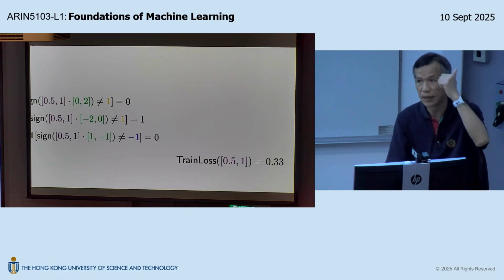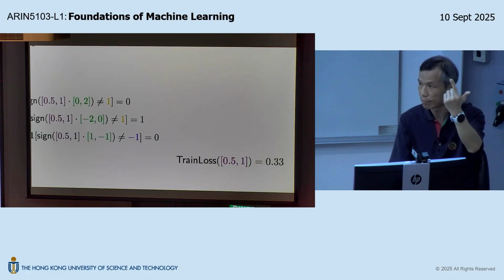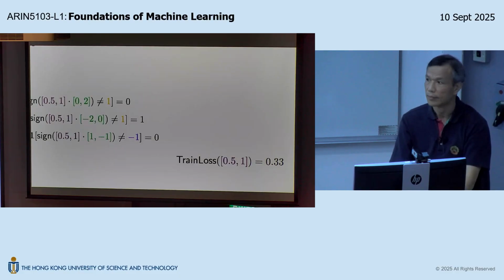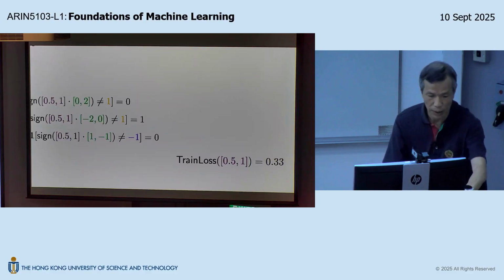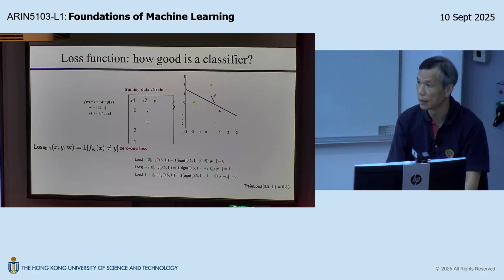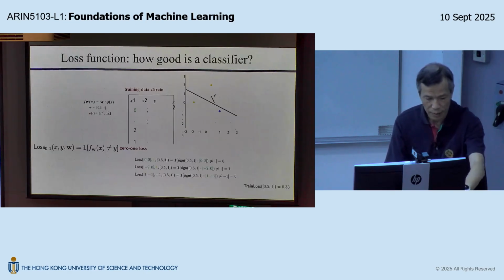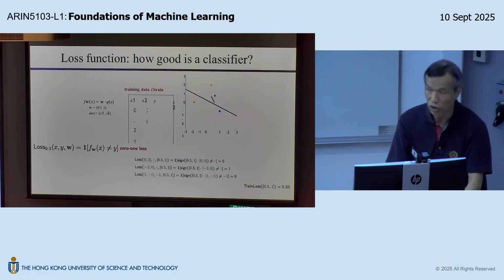So we have specified the hypothesis class, we have specified the loss function, so what's next? Again, not all boundaries are equal. Some are good, some are better. Now I have a way to measure how good or how bad each boundary is, and so the next step is I want to find the W that can give me the smallest training loss.